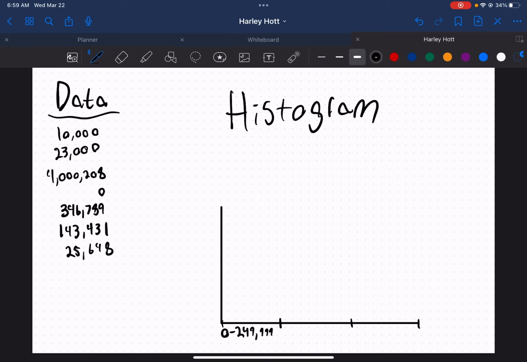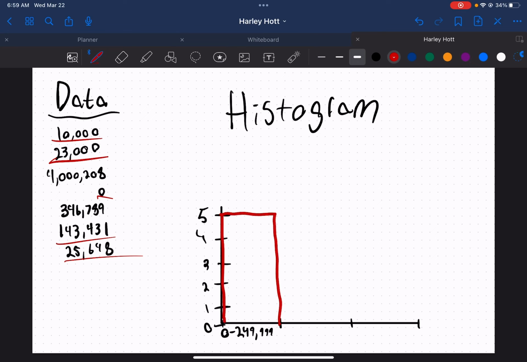And now I'm going to count how many of those data points I have. 0, 1, 2, 3, 4. I have one data point that fits in that interval, right? 10,000 is between 0 and 249,999. 23 fits in there, 143, 25, and 0. So I have 5 data points that all fit in that section. So I'm going to go to this interval and create a bar going up to show that we have 5 data points in that interval.